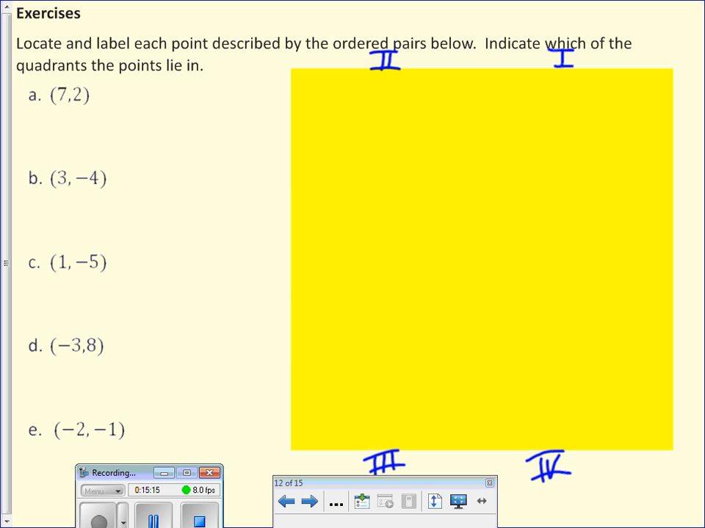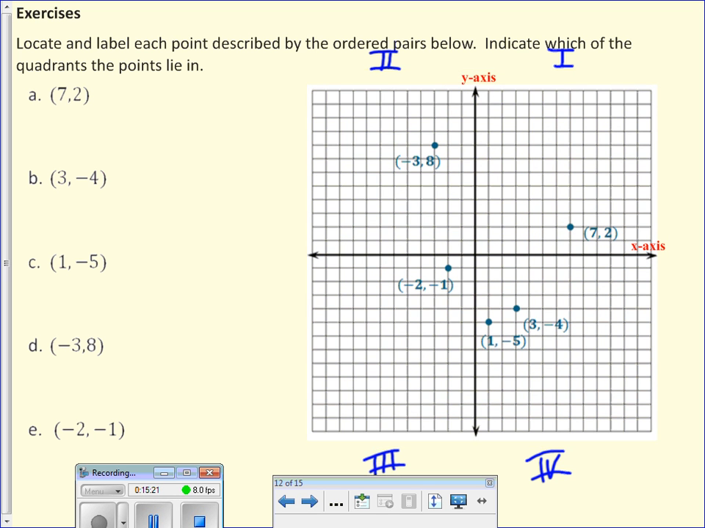Let's find these coordinates. So the first one is 7, 2. So you were going to go over 7 and then up 2. Why am I going up 2? Because it's positive. Good, because it's a positive 2. You can label it with an A because it's A, or you can label it with the ordered pair. I've seen it with the letter and with the ordered pair.